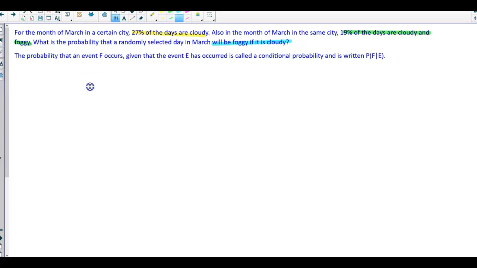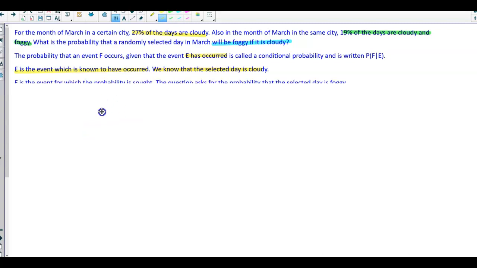Okay, now the probability that an event F occurs, given that the event E has occurred, is called a conditional probability. And it is written as the following. When we take a look at this, we know that event E has occurred, which means it is cloudy. So E is the event which is known to have occurred, because 27% of those days are going to be cloudy.